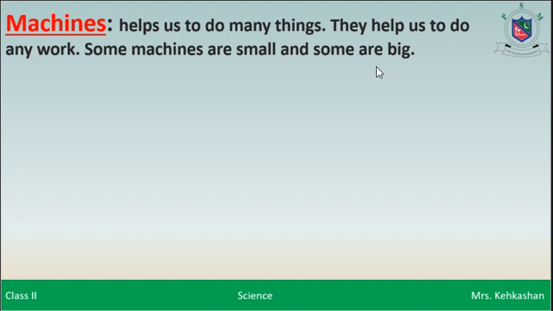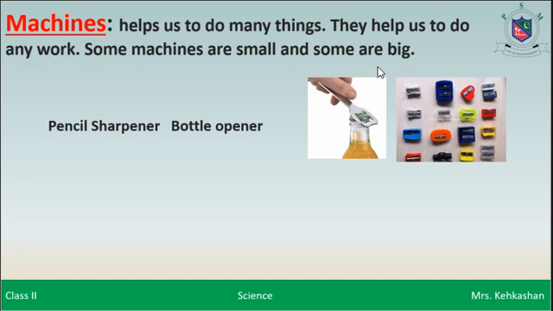Okay, let me give you an example. You can see two pictures on your screen. What are these? This is a bottle opener and this is a pencil sharpener. These are examples of small machines. How?